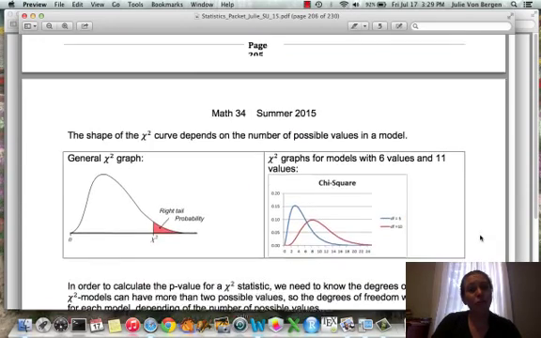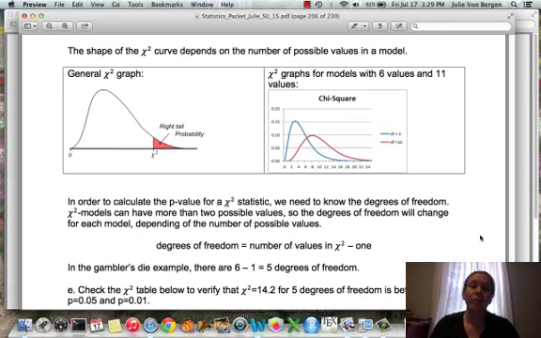So going on to page 206, we see some graphs showing the shape of the chi-squared curve, which depends on the number of possible values in the model. The general chi-square graph looks like this. It's got a right tail, and the probabilities are out in the right tail. But again, the shape of the chi-squared curve depends on how many possible values.